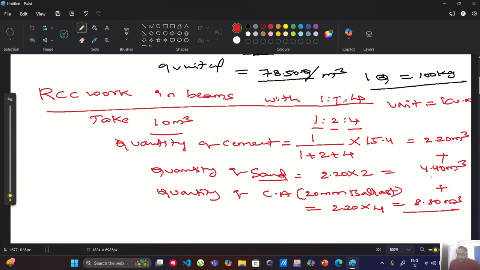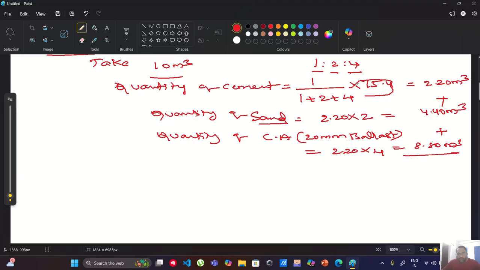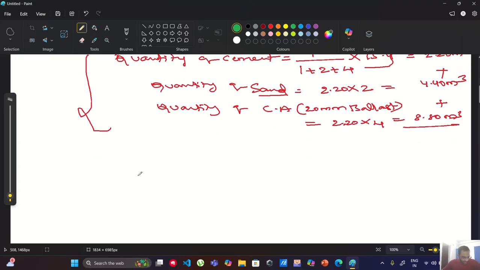So when you sum these quantities, that is 8.80 plus 4.40 plus 2.20, it will be equal to 15.4. Try it once, automatically it will come 15.4 cubic meter. These are the quantity calculations. Okay, now we'll move to how to calculate the quantity of steel.